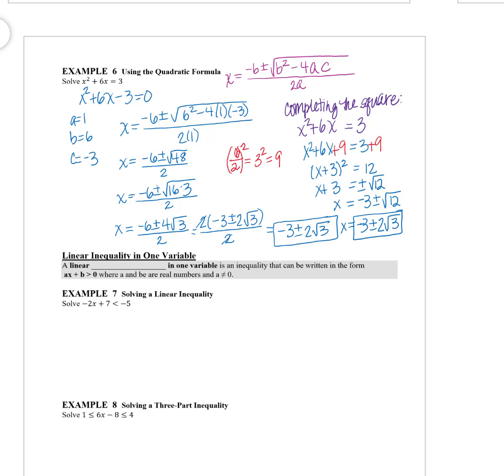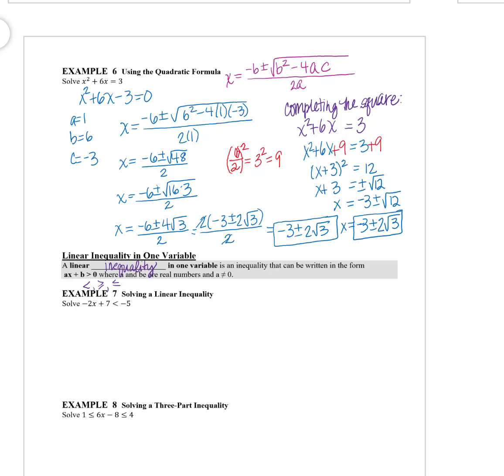The last part of this section, we're going to solve linear inequalities. A linear inequality can be written in the form ax plus b is greater than 0. It could also be written, instead of is greater than sign, you could have is less than sign, or is greater than or equal to, or is less than or equal to. Those are all inequality signs.